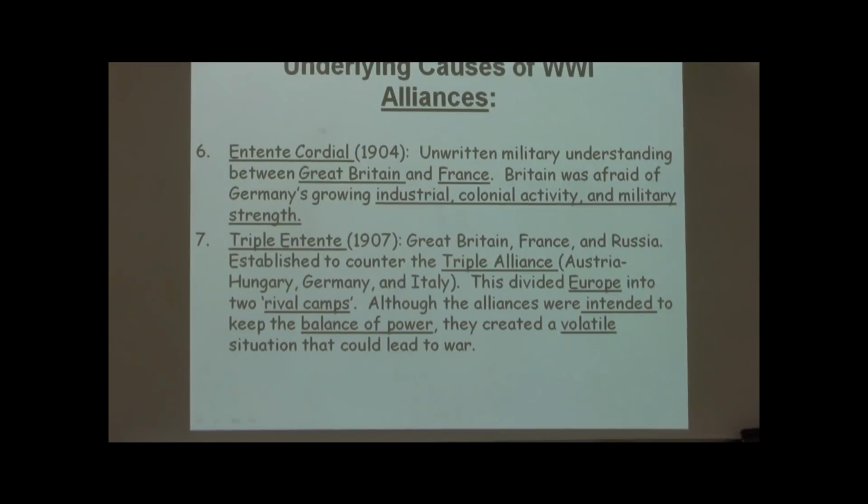In 1907, you have the Triple Entente. This is between Great Britain, France, and Russia, and it was established to counter the Triple Alliance between Austria-Hungary, Germany, and Italy. This divided Europe into two rival camps. Although the alliances were intended to keep the balance of power, they created a volatile situation that would lead to war.